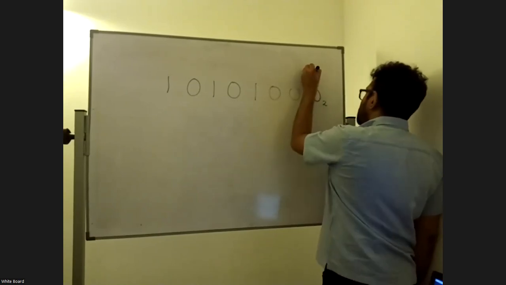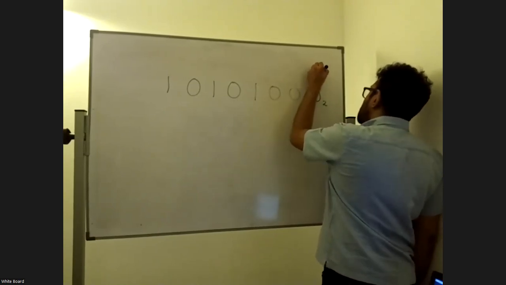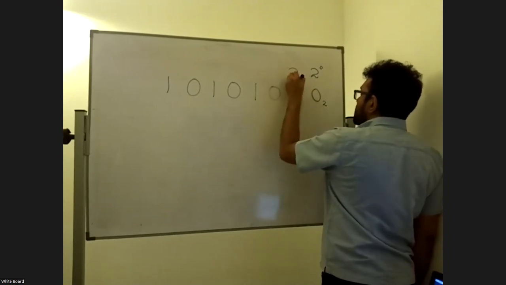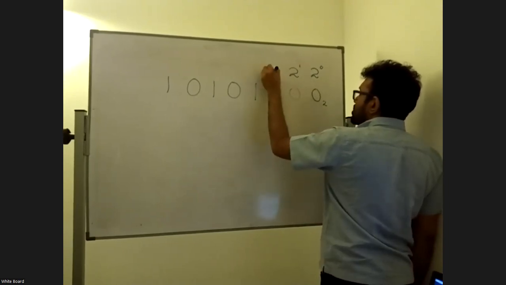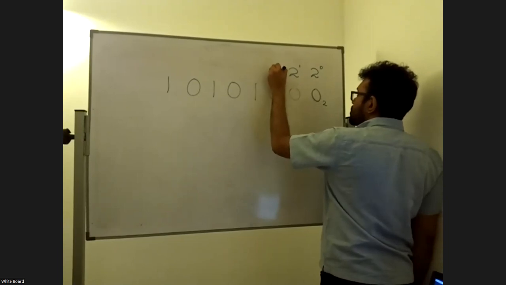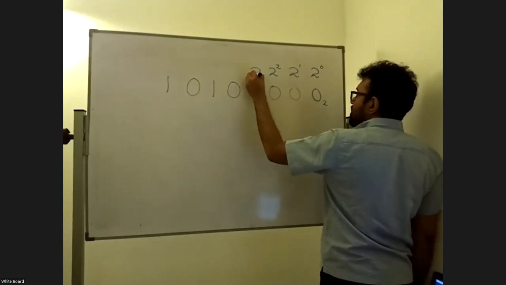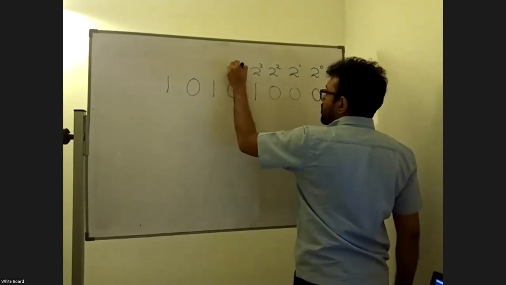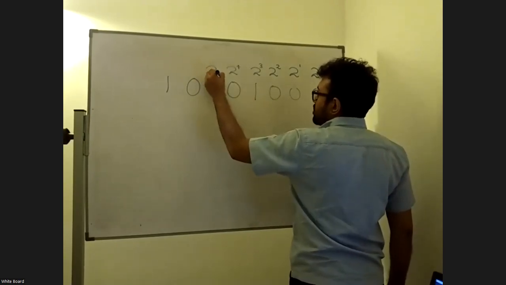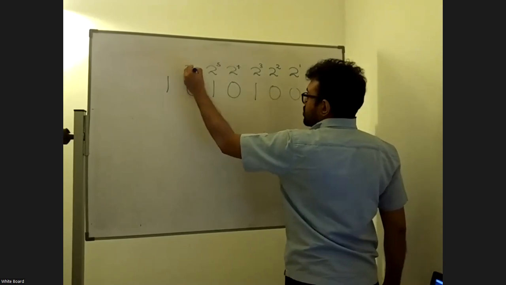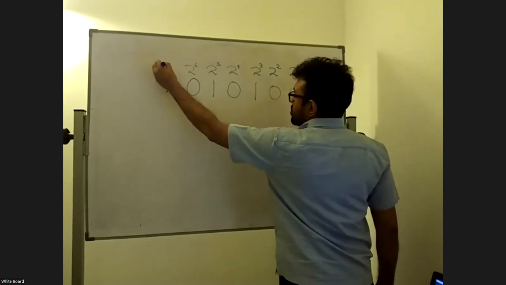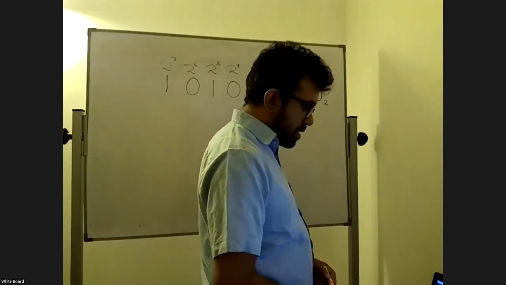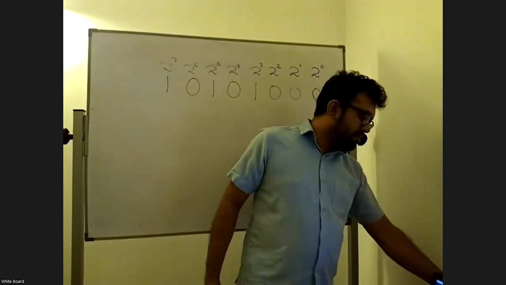So place value of this is 2 to the power 0. Place value of this is 2 to the power 1. This is 2 to the power 2. 2 to the power 3. 2 to the power 4. 2 to the power 5. 2 to the power 6. 2 to the power 7. Those are called place values.